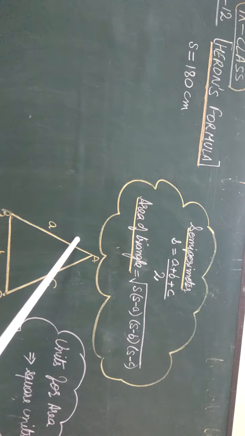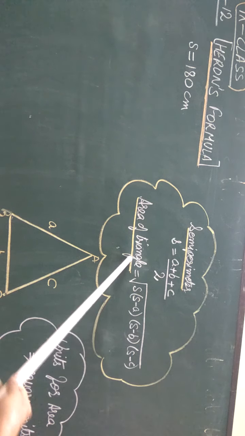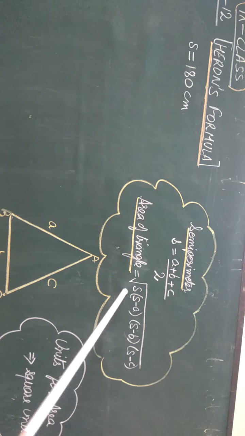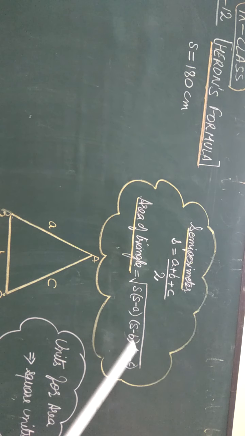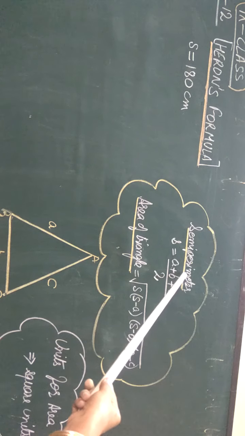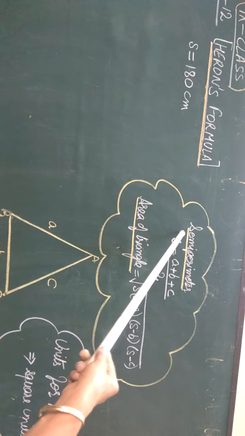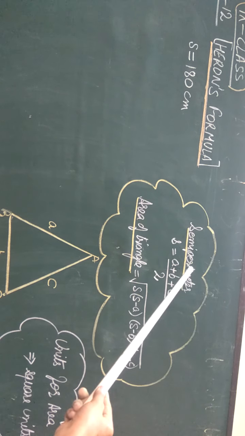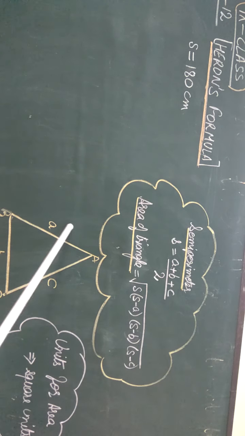So what is this formula? Very first of all, the area of a triangle is equal to the square root of s into s minus a into s minus b into s minus c. Dear students, in this, s stands for semi-perimeter. As the name suggests, the perimeter's half is called the semi-perimeter. And what do you mean by perimeter? Perimeter is the sum of all the three sides. a, b, c are the lengths of each side respectively.